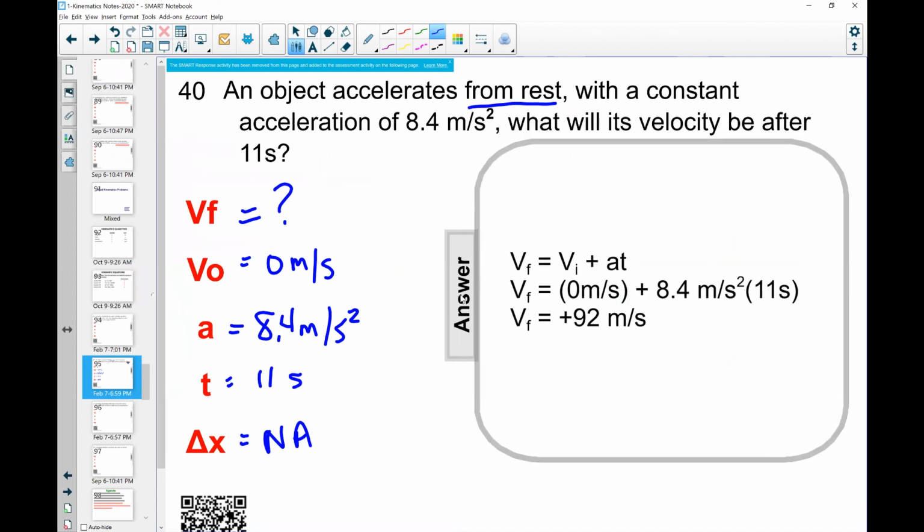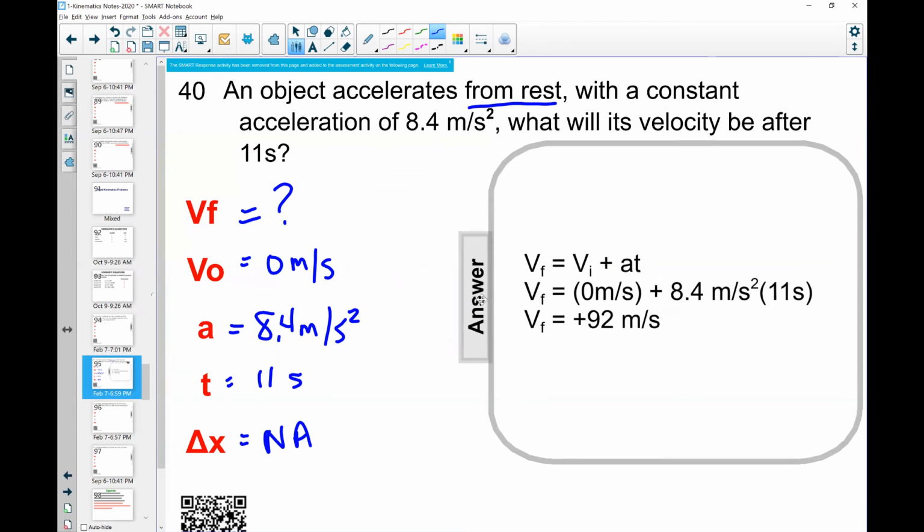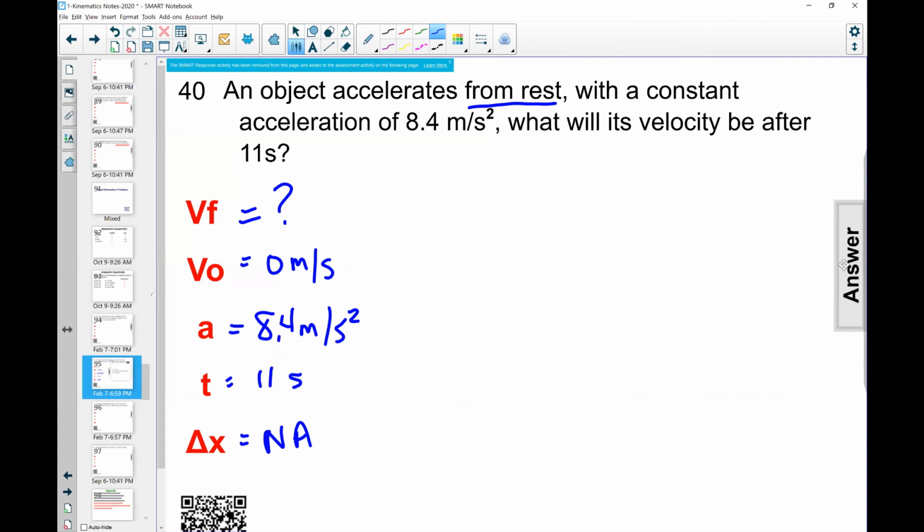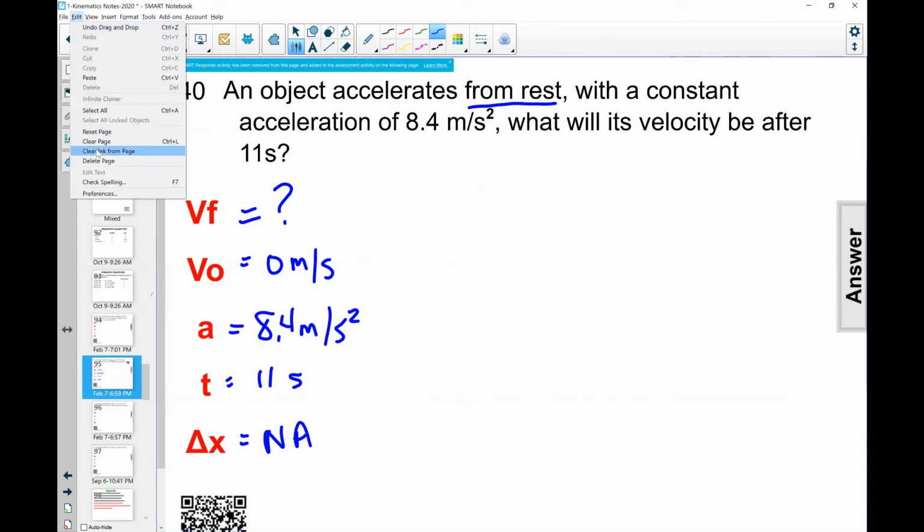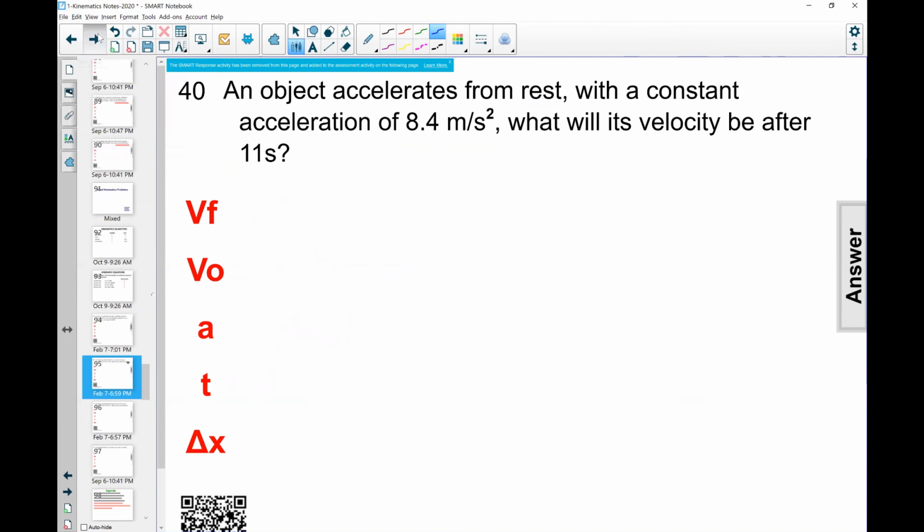And if I take a look at that first equation and substitute in 0 for initial, 8.4 for acceleration, 11 seconds for time, I do find a final velocity of positive 92 meters per second. All right, any questions about this example? All right, let's try another one. We'll wrap it up with this one, make this one your last practice here.